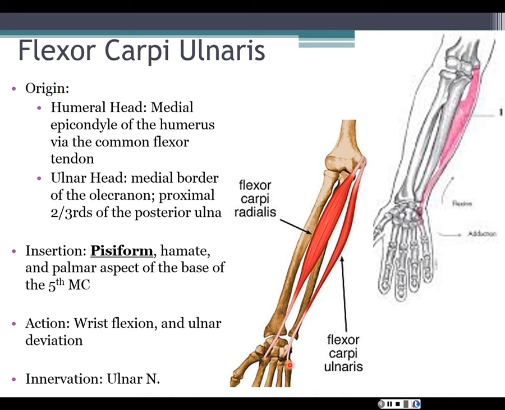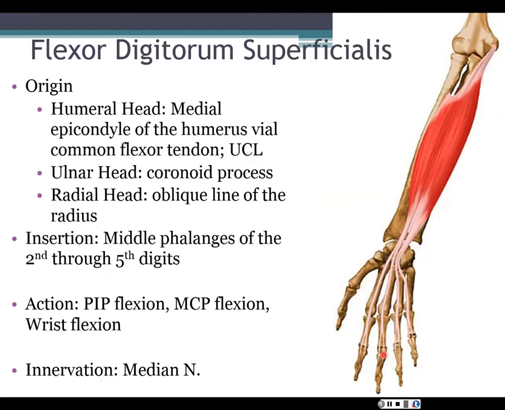So here are your metacarpals. It's going to insert into the base of the fifth, but it's also going to hold that pisiform. The pisiform is a sesamoid bone, a carpal that is actually sitting in the tendon of the flexor carpi ulnaris. And based on where it crosses, it will do wrist flexion, and it will also help with ulnar deviation. Okay, so that completed the superficial group.